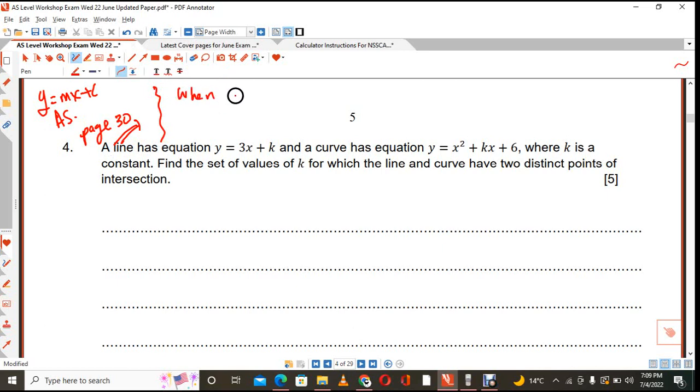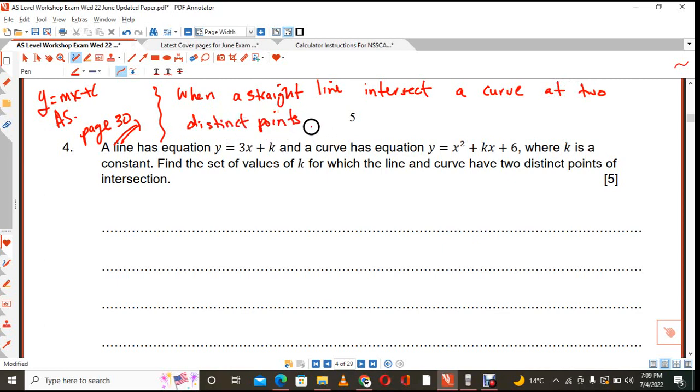When a straight line, and here's the word intersect, a curve at two distinct points, very important, you should know that the discriminant is greater than 0. This is a very important concept, because this question requires us to look at the discriminant.